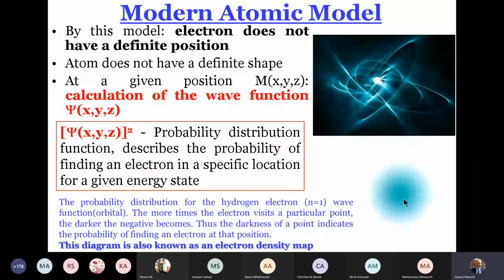So the probability distribution for the hydrogen electron at level n equals 1 wave function orbital: the more times the electron passes by a particular point, the darker the negative becomes. Thus, the darkness of a point indicates the probability of finding an electron at this position. This form obtained, this form of points where the probability is maximum, is known as the electron density map.